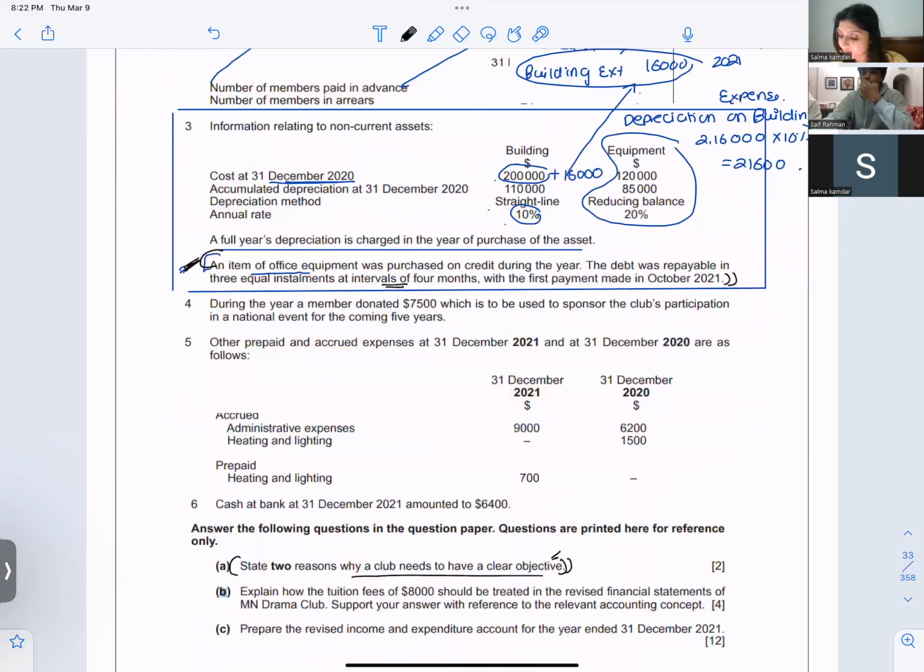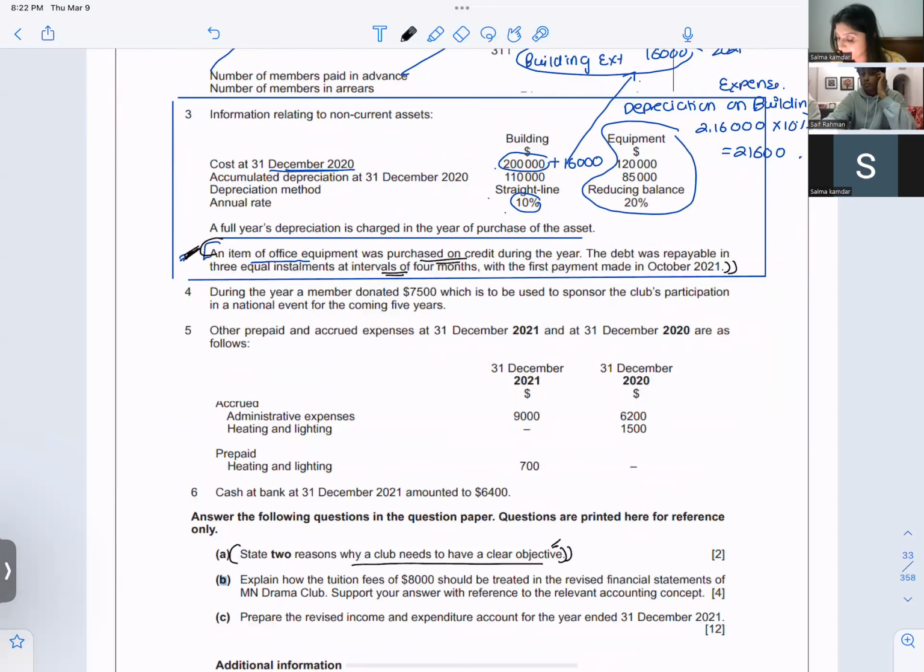That an item of office equipment was purchased on credit. That means you have purchased one item of office equipment on credit, and the first payment that you made was for 2,000. Whatever you purchase on credit, the debt was payable in 3 equal installments. So if your first installment was 2,000, your second installment would also be 2,000, and your third installment would also be 2,000. So whatever was your debt is payable in 3 equal installments, with the first payment made in October 2021. This payment is already made.